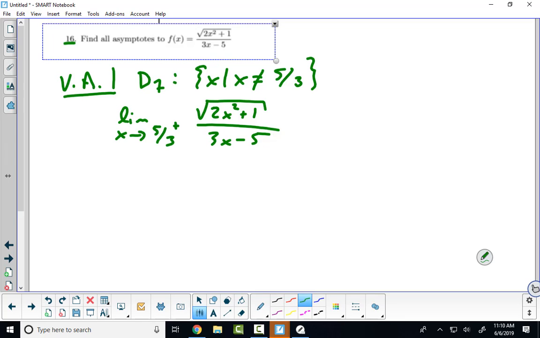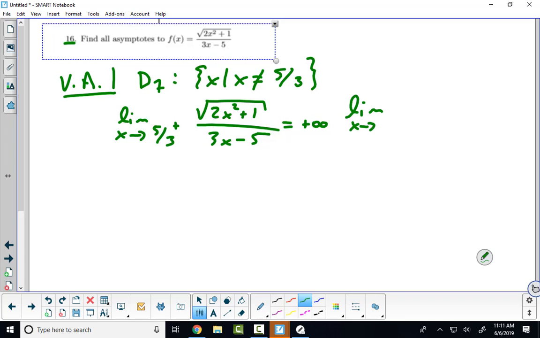When I plug in a number a little bit bigger than 5/3 and then multiply it by 3, I've got something a little bit bigger than? Bigger than 5. A little bit bigger than 5. Then I subtract 5 from it, so I've got something a little bit bigger than 0. I've got a positive number divided by a very, very small but positive quantity that's tending where? Towards positive infinity. Okay. What if we go the other way?